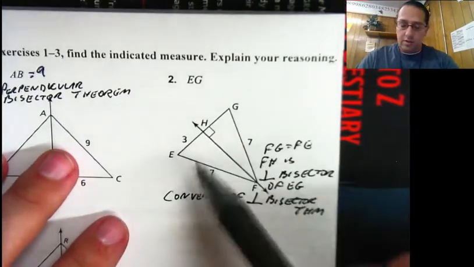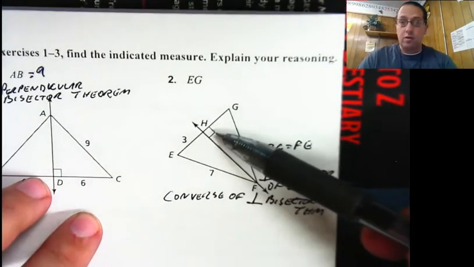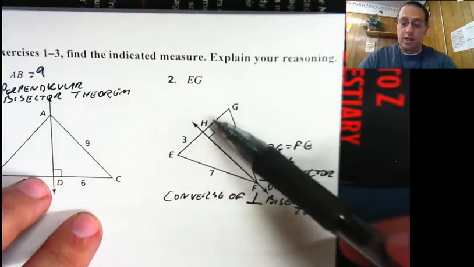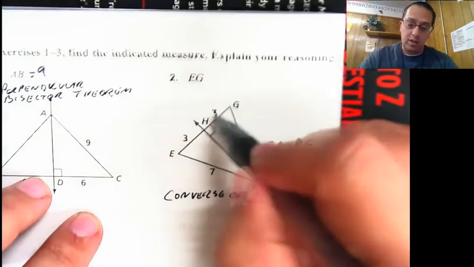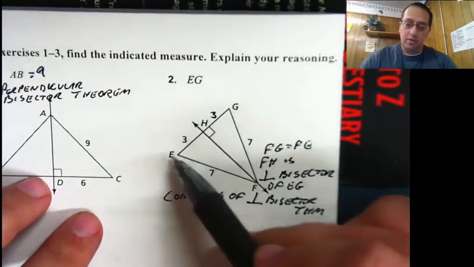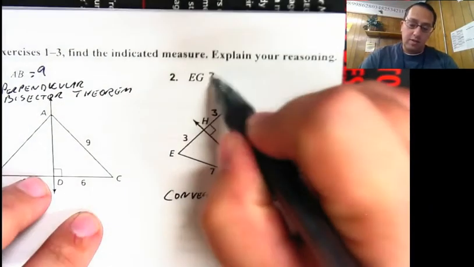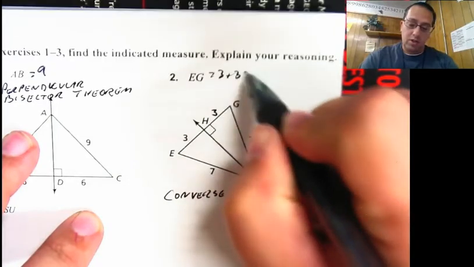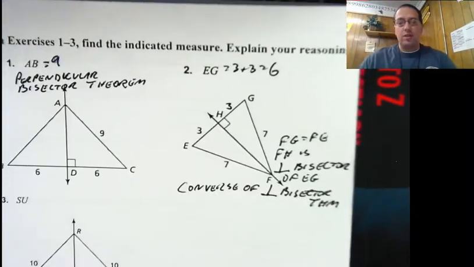So, if this is a perpendicular bisector, then not only is it perpendicular, it is also the bisector, which means HG is the same length as EH. So HG must be 3. So how long is EG? Well, EG would be EH plus HG, and so that is 3 plus 3, which equals 6. So far, not too bad.